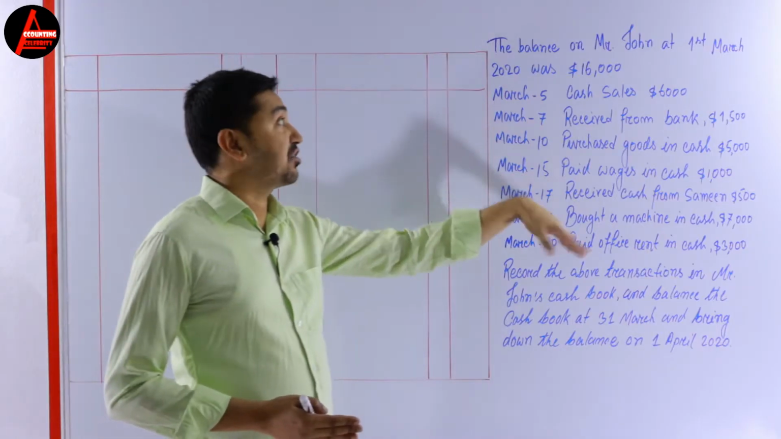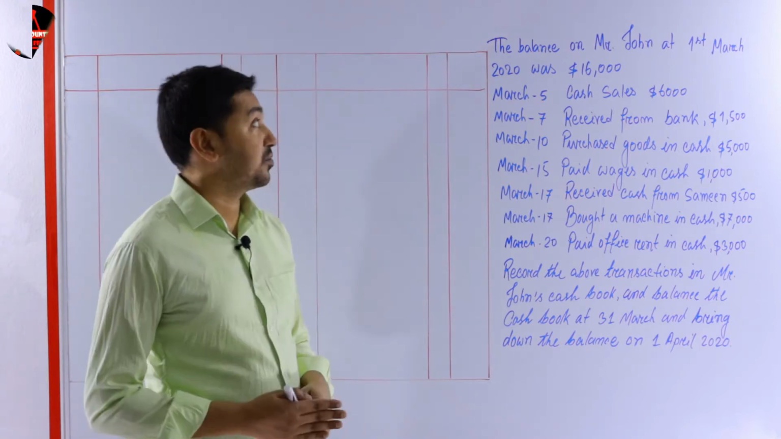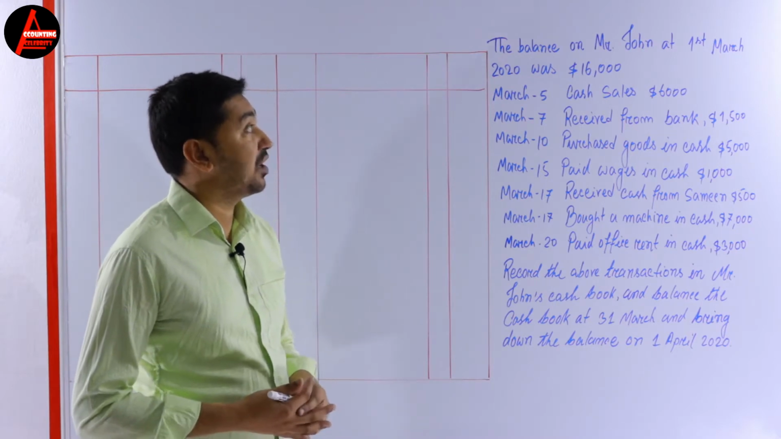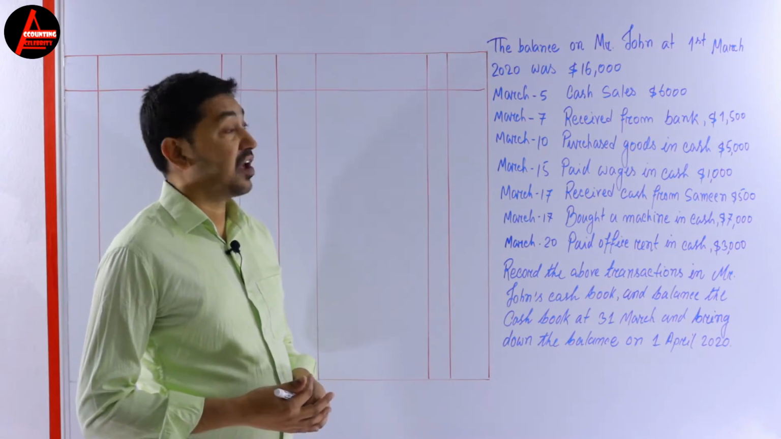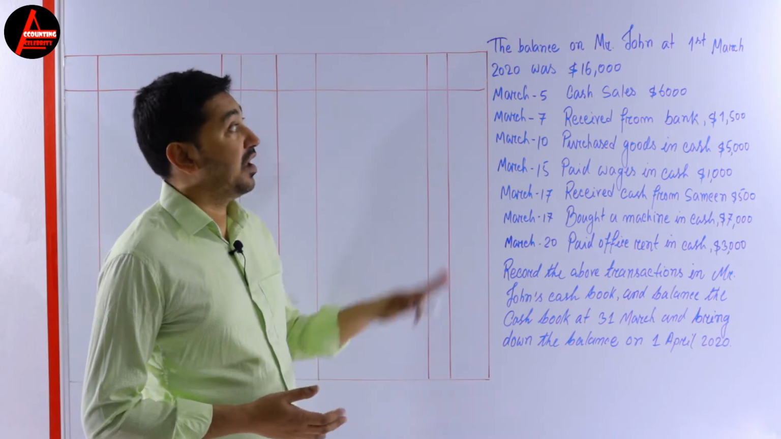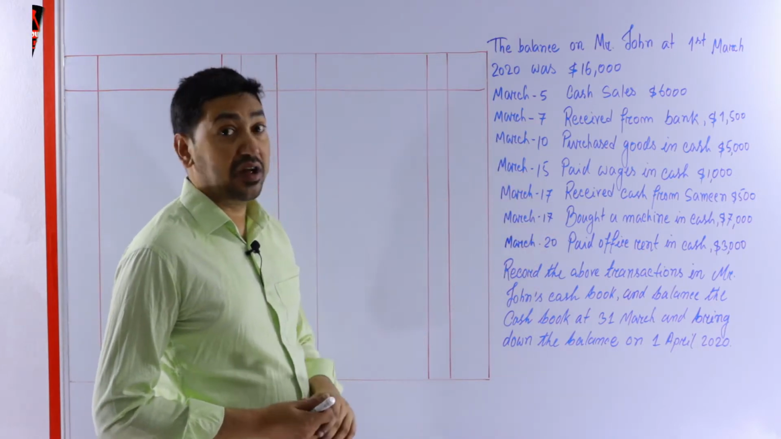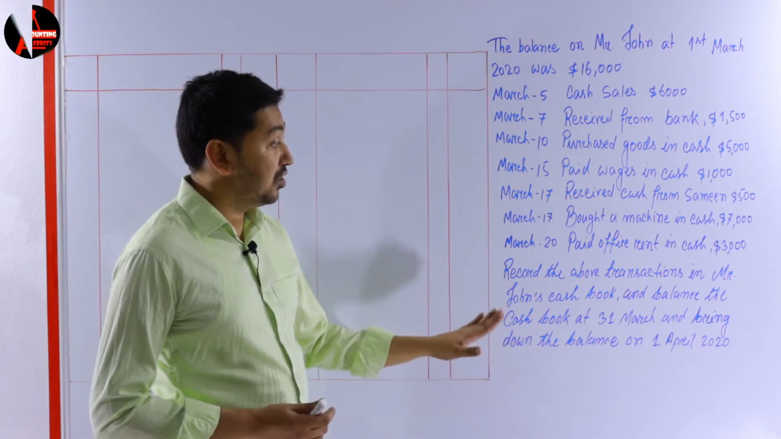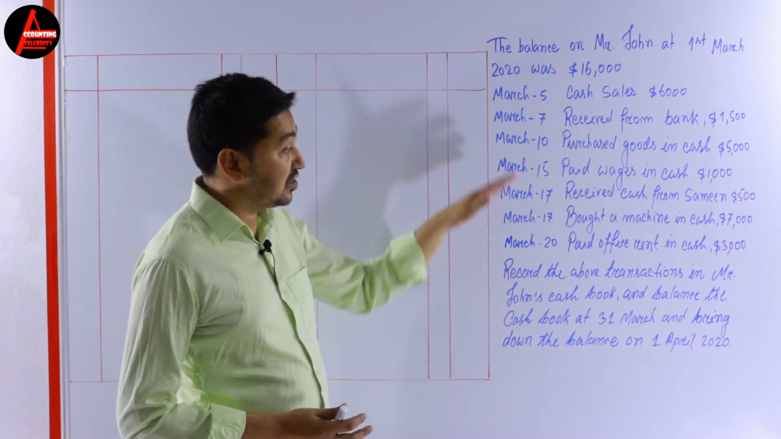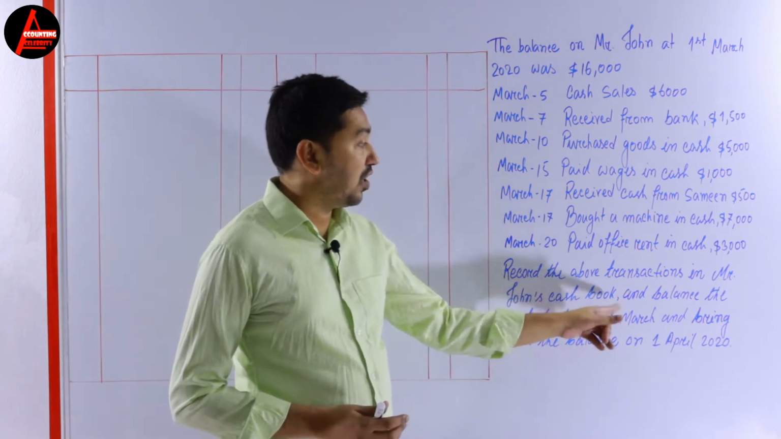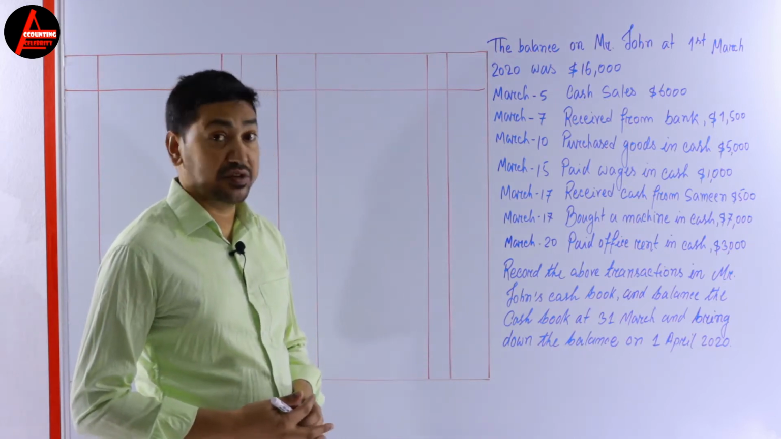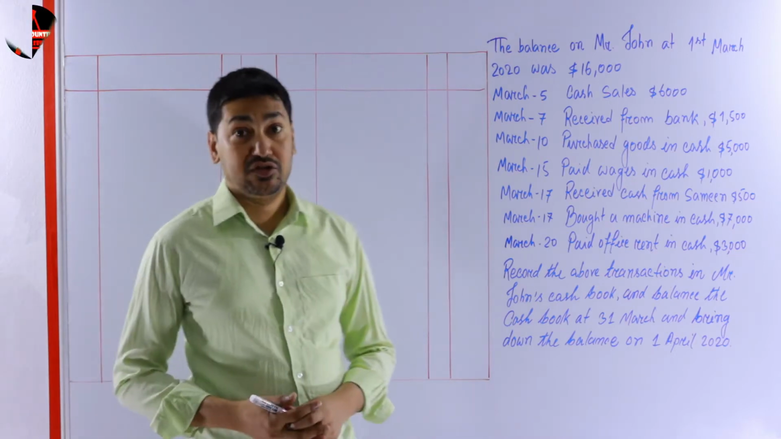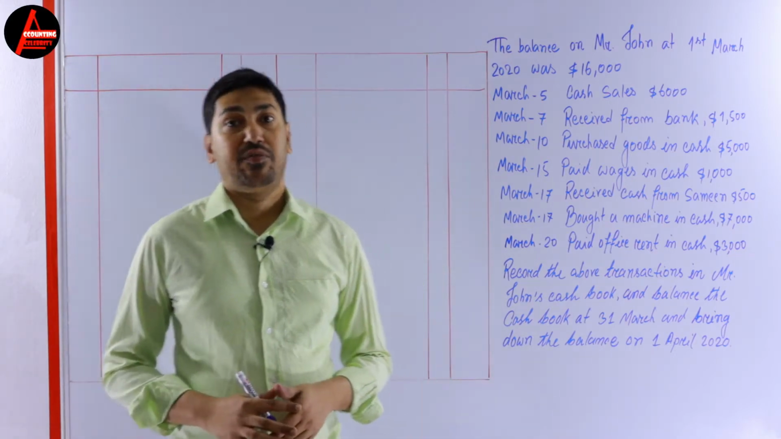Well, these are the transactions given in the question. For example, the balance of Mr. John at 1st March 2020 was $16,000. Okay. Then there are some transactions given here, and in the requirement, it is asked to record the above transactions in Mr. John's cash book and balance the cash book at 31st March and bring down the balance on 1st April 2020. Okay, this is your requirement.